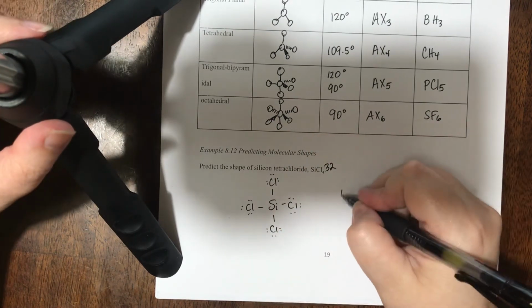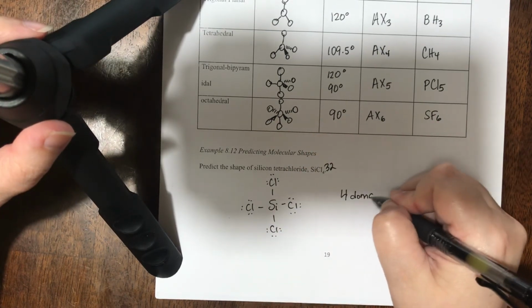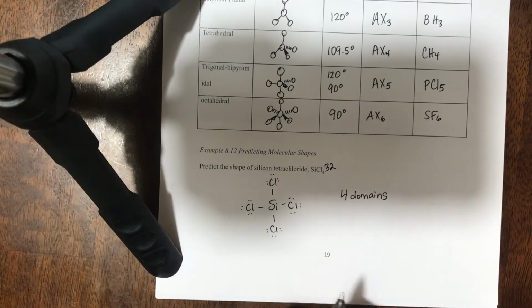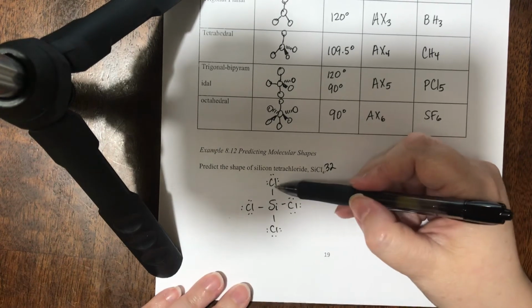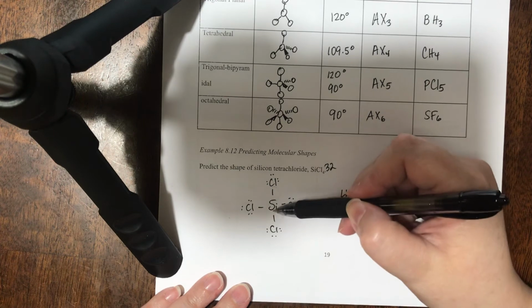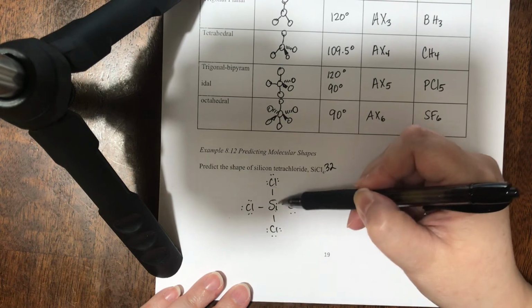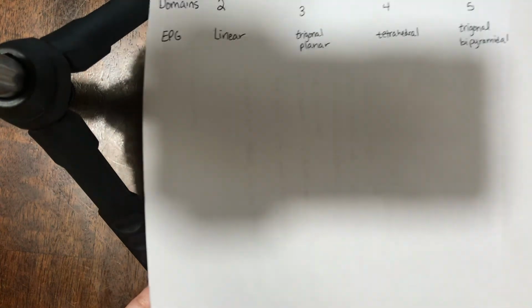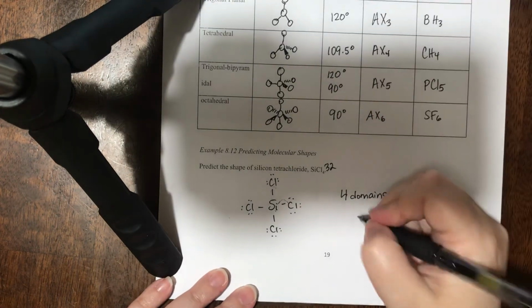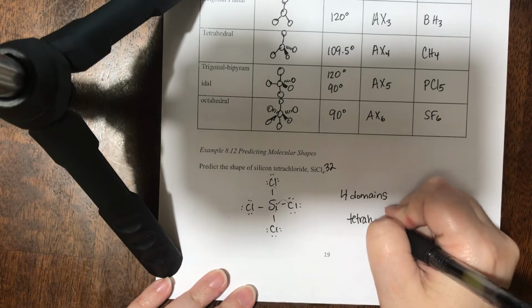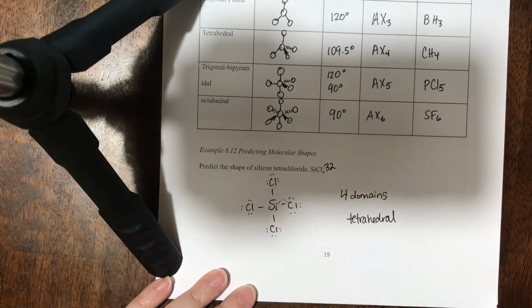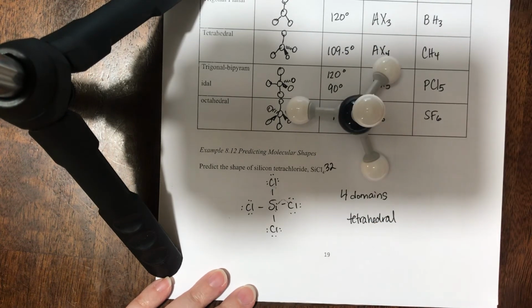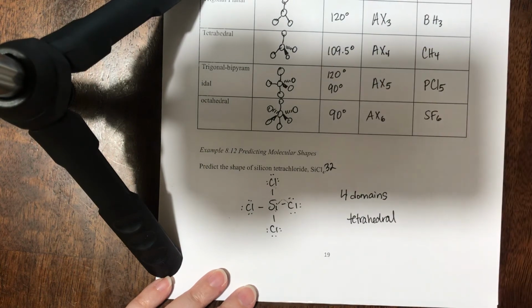Now this has 4 domains, because you're only talking about the center atom, and on the center atom there are 4 different locations where electrons are, 4 domains. So looking at our chart, 4 domains, this molecule is tetrahedral. And it would be shaped like this. Okay, turn to page 20.